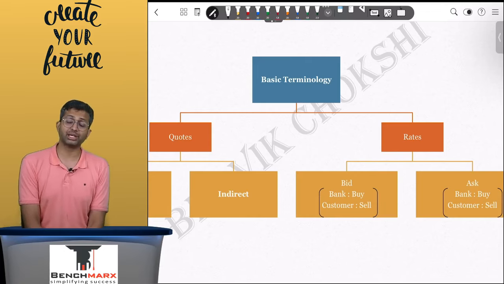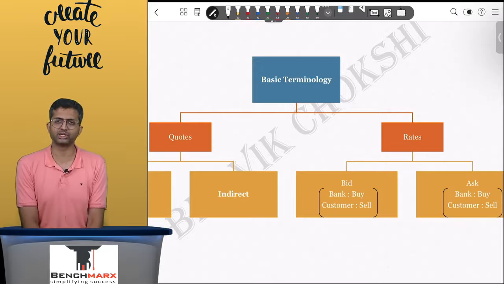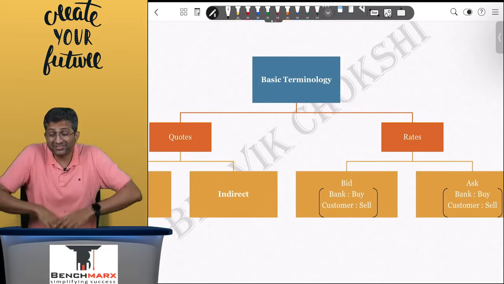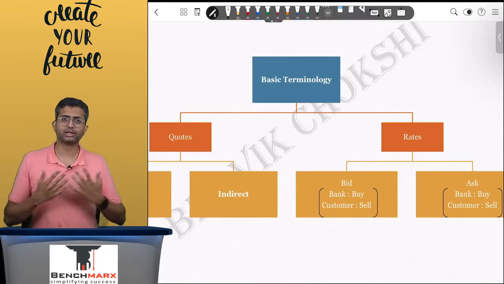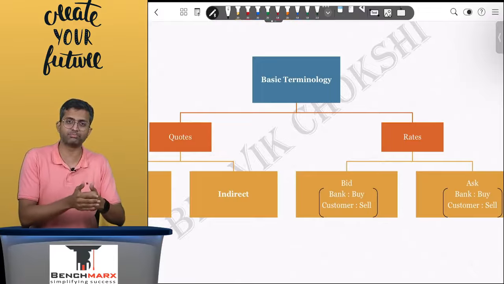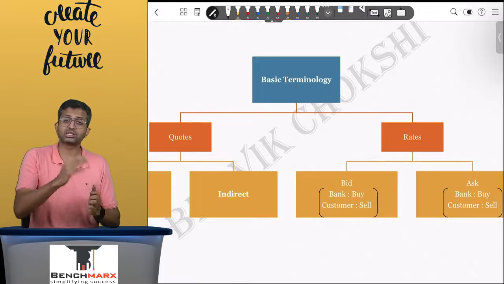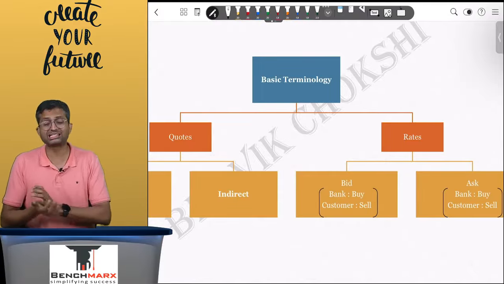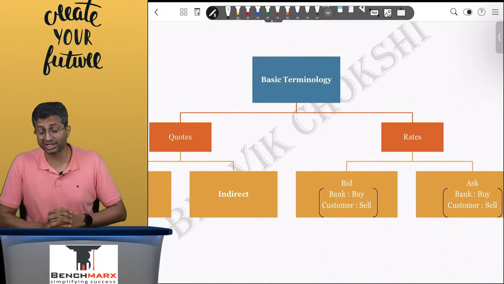The ask rate is the rate at which the dealer is prepared to sell the base currency. That is, if the dealer is selling, the customer is buying. Remember, the bid rate is the banker's buying rate. That is a customer's selling rate. The ask rate is the banker's selling rate. That is a customer's buying rate.